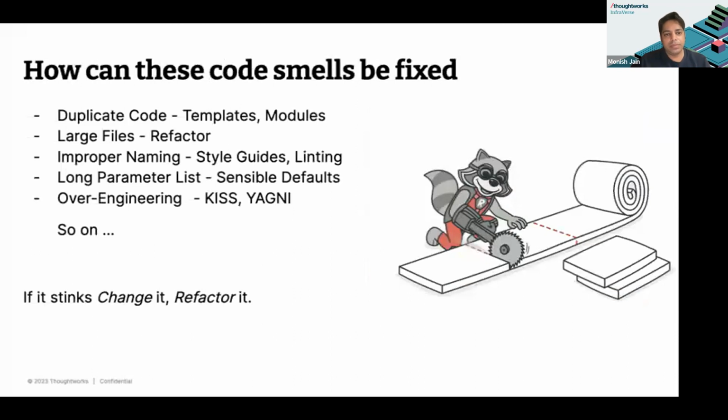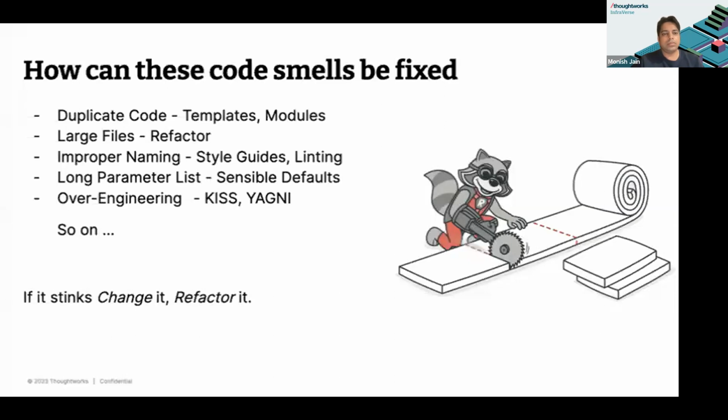And how can these code smells be fixed? So for duplication of code, as we've seen, we can use modules, templates, and then there are some Terraform coding structures that we can use. For large files, we should do some refactoring. Again, we can use modules. We can break down the code into independent sections and different files.